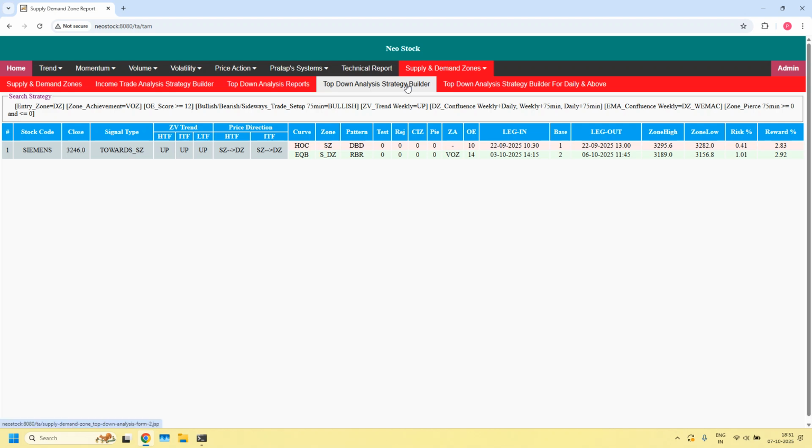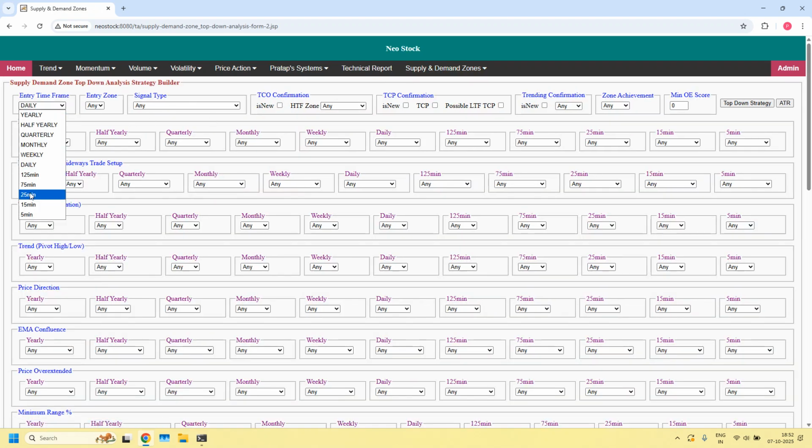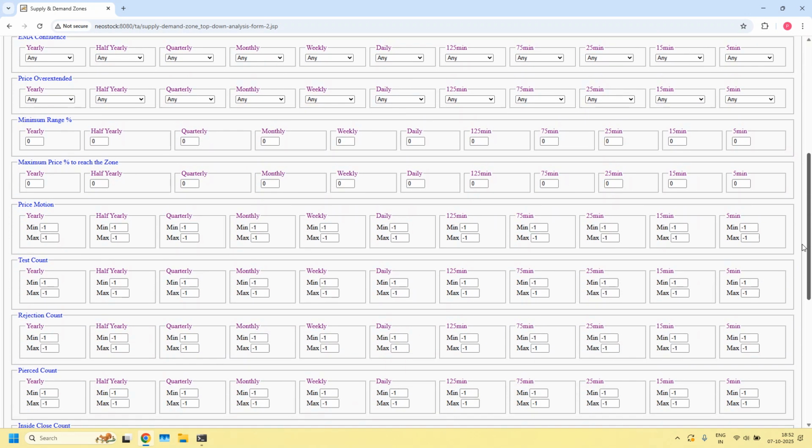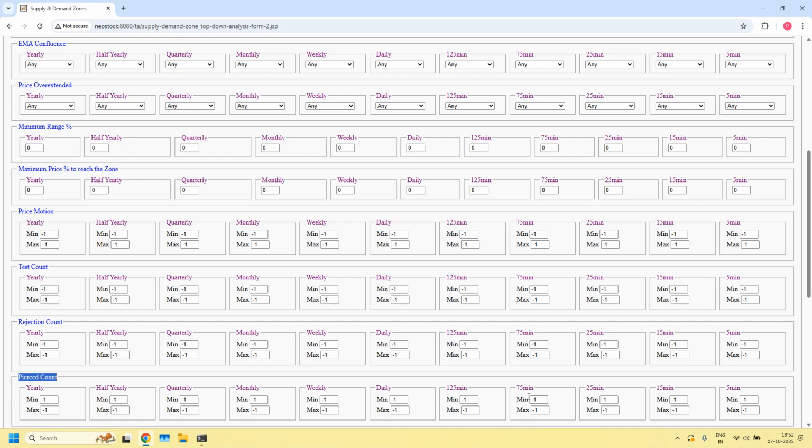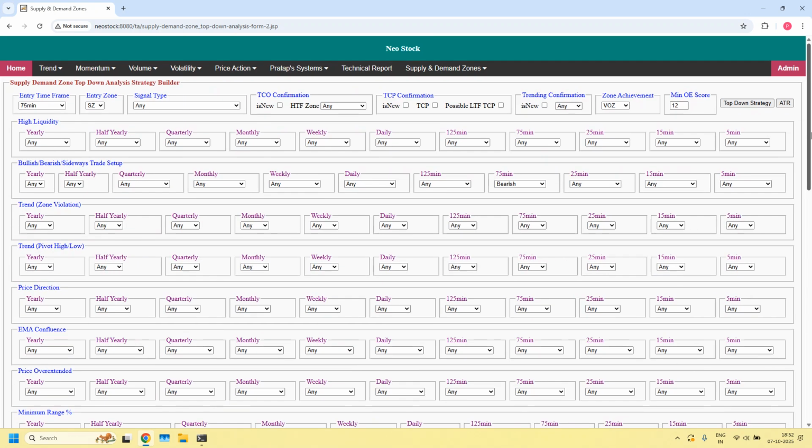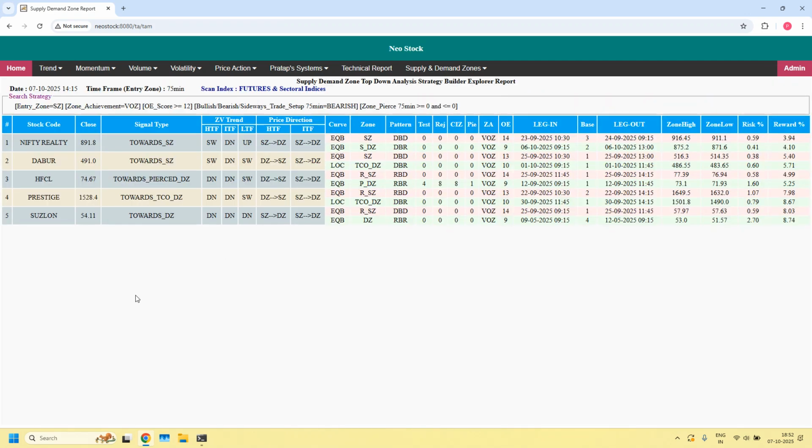Next, bearish trade setup for weekly income trade. 75 minutes supply zone. Here, bearish zone achievement VOZ, minimum order hands score 12, and 75 minutes supply zone should not be pierced. So in the pierced count parameter at 75 minutes time frame, minimum value 0, maximum value 0. With these filters, we got 5 stocks supporting bearish trade setup for weekly income trade, and entry time frame zones are 75 minutes supply zone.